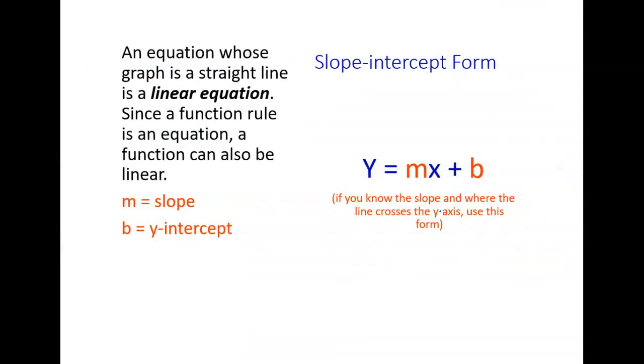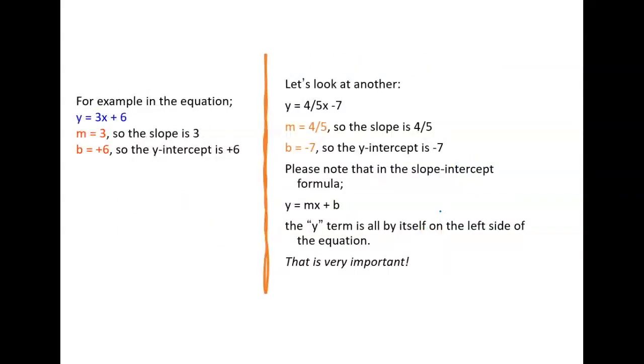An equation whose graph is a straight line is a linear equation. We talked about this: any straight line we call a linear equation. And we've talked about this now the third time: y equals mx plus b, with m being the slope and b being the y-intercept. If you know the slope and where the line crosses the y-axis, we can use this form. If we don't, we can rearrange the formula to figure out those things, and we'll look at some situations to calculate.